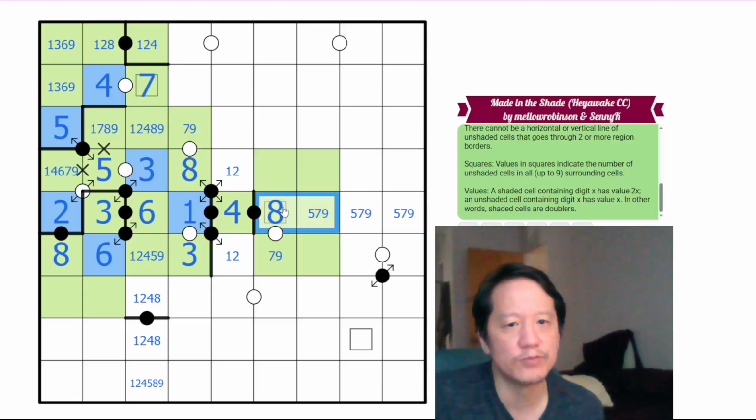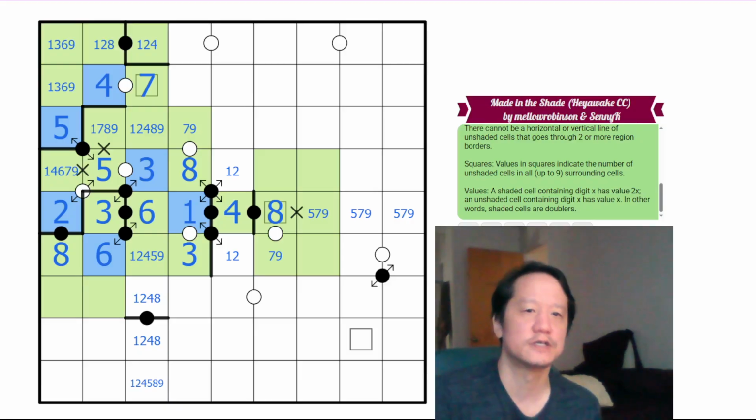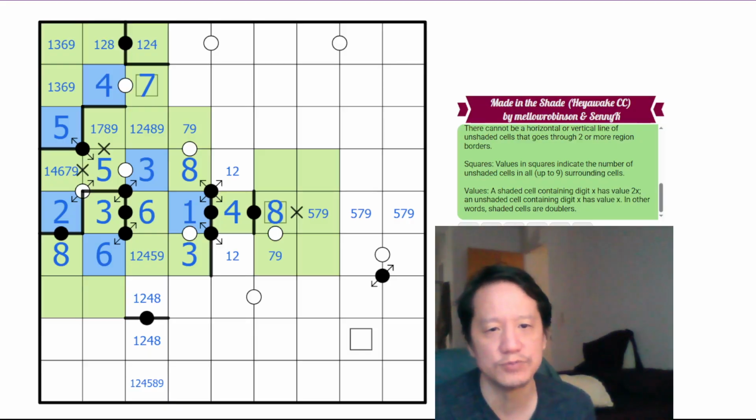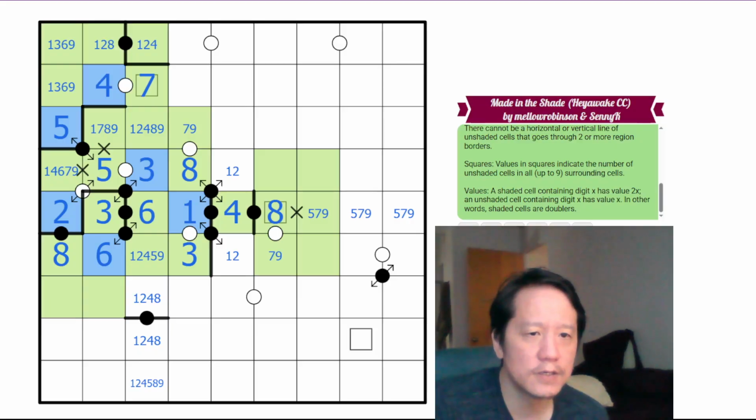This has to be the same region, because otherwise you would have unshaded cells going through 2 region borders. This cannot be a boundary, because if it were, this unshaded region would go through 2 boundaries. So this must be boundary here. This must be boundary here.